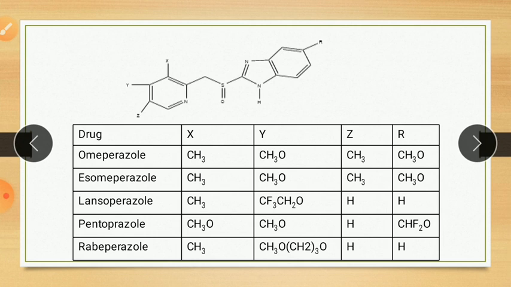So that is about the proton pump inhibitor. It is also an important topic in exams. A number of times this question is asked, that is, a short note on H2 blocker and proton pump inhibitor. So this is about the antihistamine chapter.